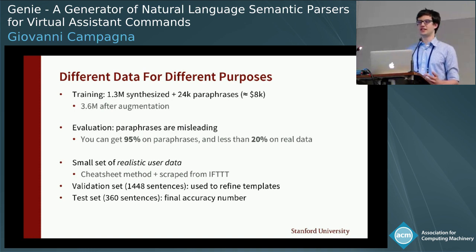We take the commands that we support. These are commands that are written by people who have nothing to do with our system, and therefore are the most representative of real sentences. We collect about 1,500 sentences for validation, and we use this to refine the templates and improve our accuracy, writing more primitive templates until we get good results. And the test set gives us the final accuracy number.